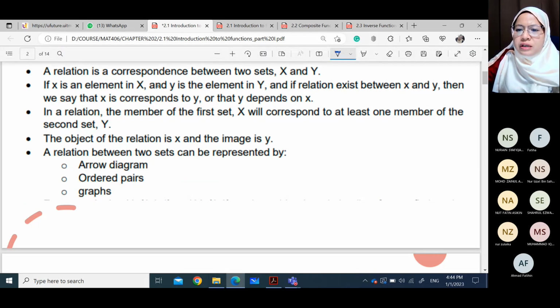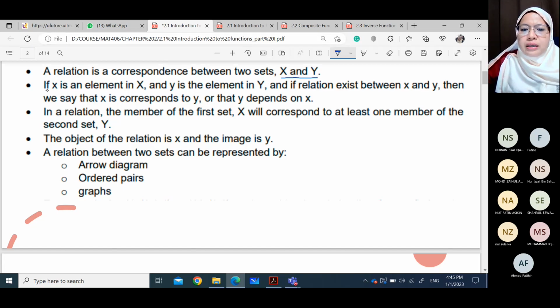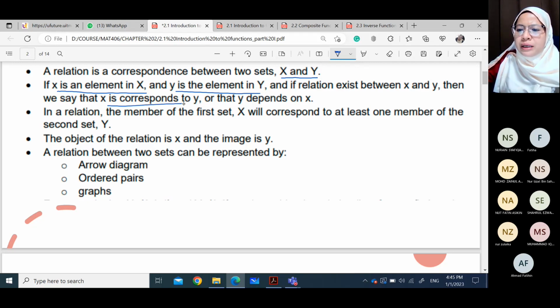So a relation is a correspondence between two sets X and Y. Untuk relation ni, dia adalah relationship antara dua set iaitu X dan juga Y. So if x is an element in X and y is an element in Y, and if a relation exists between x and y, then we can say that x corresponds to y or that y depends on x.